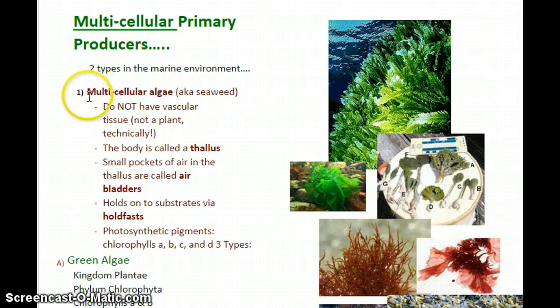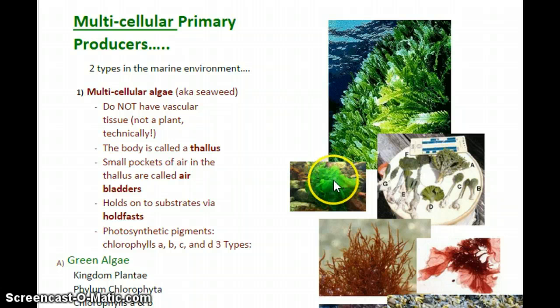Multicellular algae, so that's seaweed, for example. Seaweed is not vascular, meaning it does not contain roots, it does not contain veins that run up through the plant and deliver nutrients. They are not a plant. So that's an important distinction to make. Algae have a body called a thallus, so that's going to be the bulk of the body.